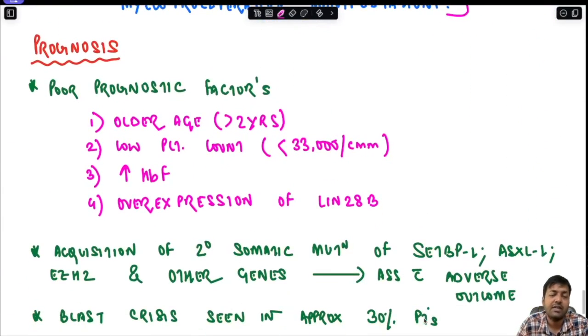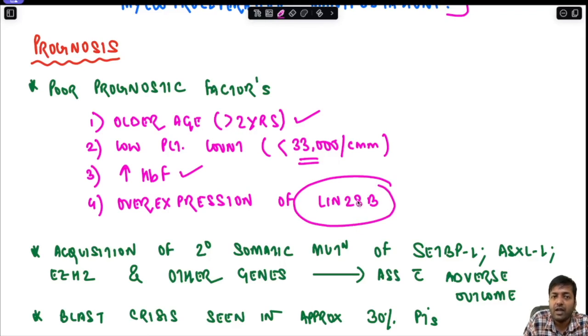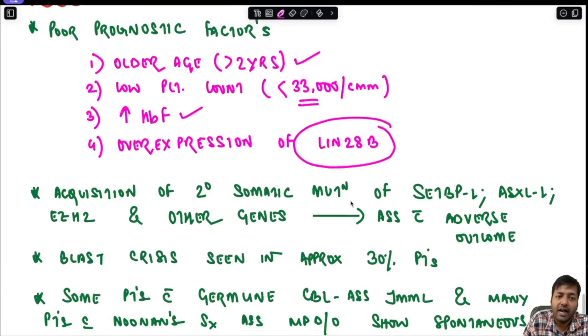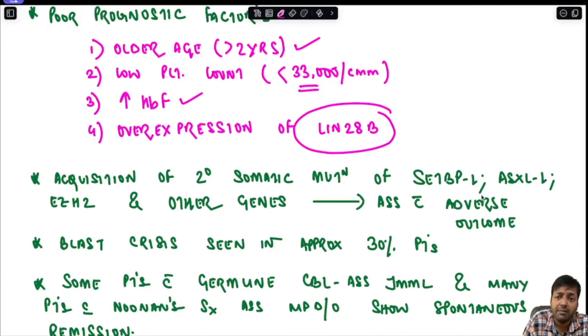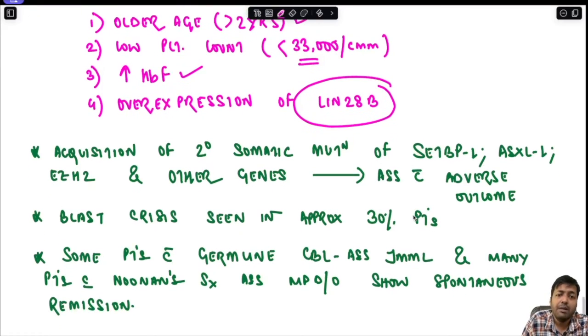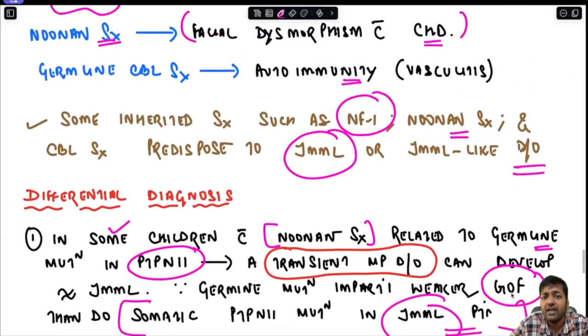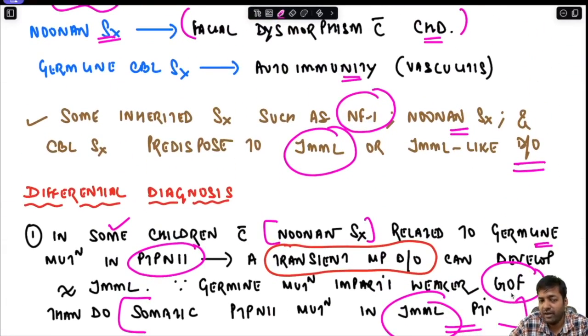Now coming to the prognosis, what are the poor prognostic factors in JMML? Older age, more than 2 years of age, a low platelet count of less than 33,000 per cubic millimeter, increased HbF, and overexpression of LIN28B. Acquisition of secondary somatic mutations of SETBP1, ASXL1, EZH2 and other genes is also associated with an adverse outcome. Blast crisis is seen in approximately 30% of patients. Some patients with germline CBL associated JMML and many patients with Noonan syndrome associated myeloproliferative disorder show spontaneous remission, as I have already discussed.